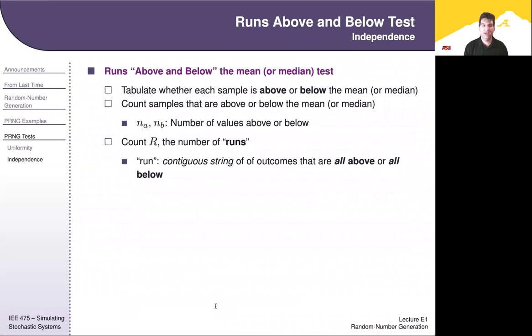So the basic process here is I give you these random numbers, and then you calculate the mean of these random numbers and ask how many are above the mean or below the mean. Above the mean will be NA, below the mean will be NB. Once you've converted them into above the mean and below the mean, you count the number of runs. Each run is a contiguous string of outcomes that are all above or all below. So if I have 30 numbers, you might see heads, heads, heads, or above, above, above, below, below, above, above, above. Well, that's three runs: above, below, and above.